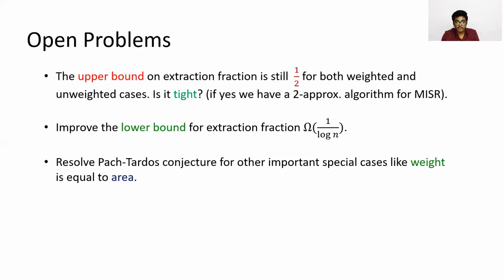And improve the lower bound. As I said, break the log barrier in complexity. Resolve the conjecture for other important special cases like weight equals area, which is very important in knapsack and bin packing variants. So that's it.